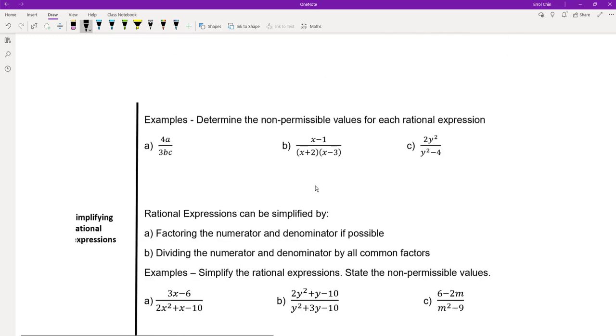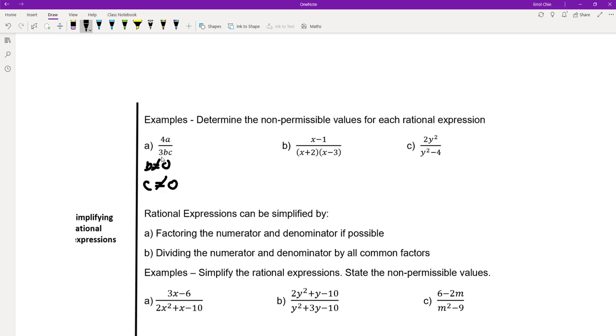So let's do a couple of quick examples. It says here, determine the non-permissible values for each rational expression. Well, all I do is I focus on the denominator. Well, since everybody's a product, all right, if everybody's a product in the denominator, that means if b were allowed to equal 0, then the whole denominator is equal 0. So therefore, we don't allow that. The same is for c. If c were allowed to equal 0, the denominator would equal 0, and that would be a problem. So we don't allow that.